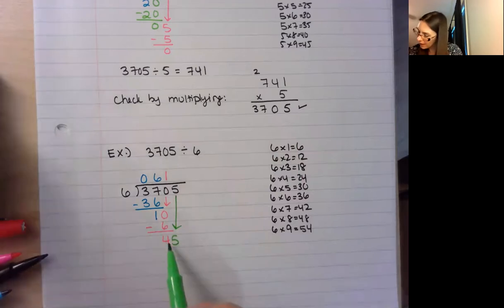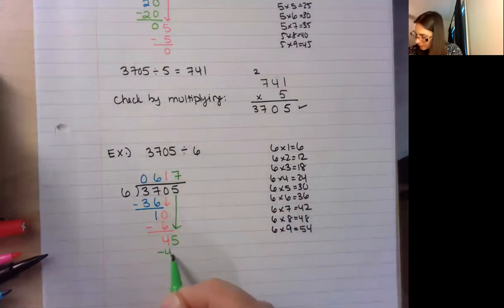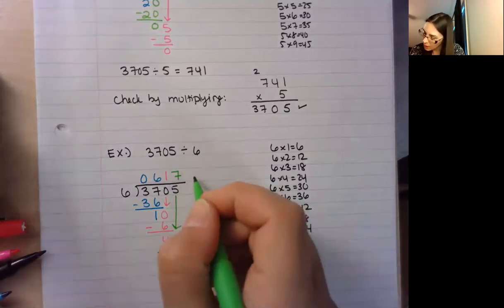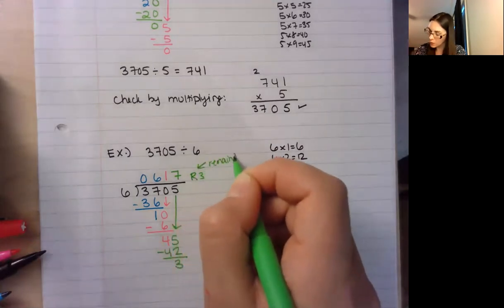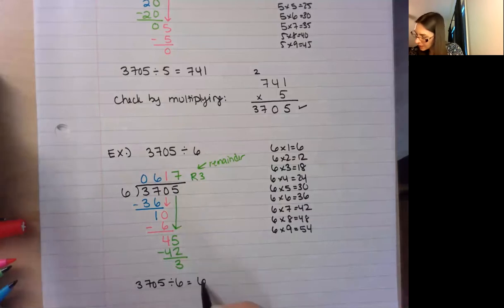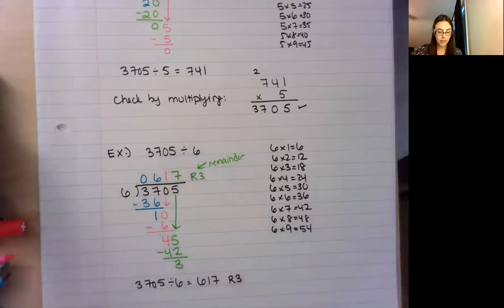I bring down the 5. And 6 goes into 45. Let's see, 42 is as close as I get, so that goes in 7 times. And I get 3. Now there's nothing left to bring down. Once we get to later chapters on decimals and fractions, we'll learn how to deal with this better. But for right now, what you do is you just write R3, and that stands for remainder, meaning that there is some left over. So 3,705 divided by 6 is 617, remainder 3. Okay, so it only goes in 617 times altogether, and you do have 3 units still left over.